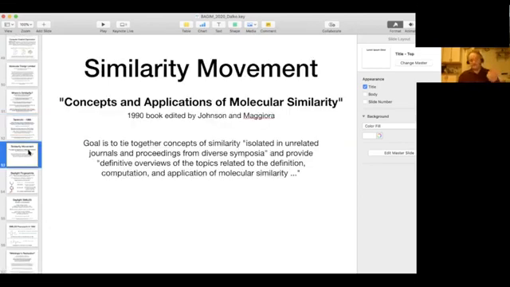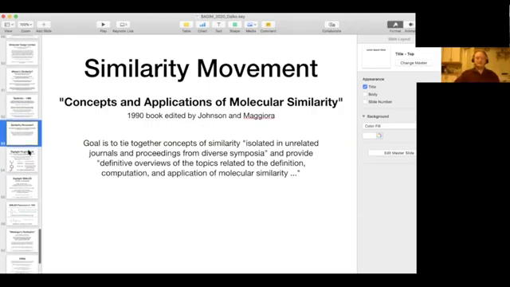So the MACCS fingerprint similarity, the Tanimoto similarity, is only one of many different threads of similarity that was developing in the 1980s. And so in the 1990 book, Johnson and Maggiora had worked with a bunch of people to have a book that gives you an overview of the state of the art for molecular similarity. So if we talk about cheminformatics, I think that's a key difference between modern cheminformatics and what happened before then.